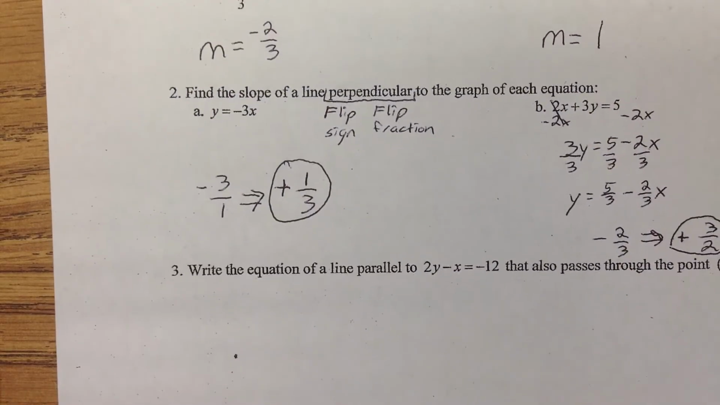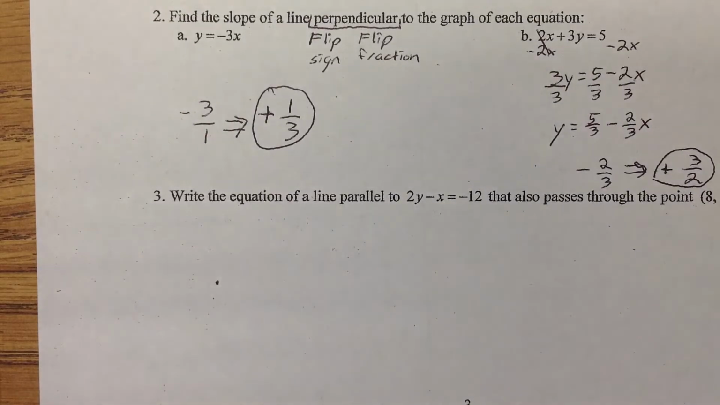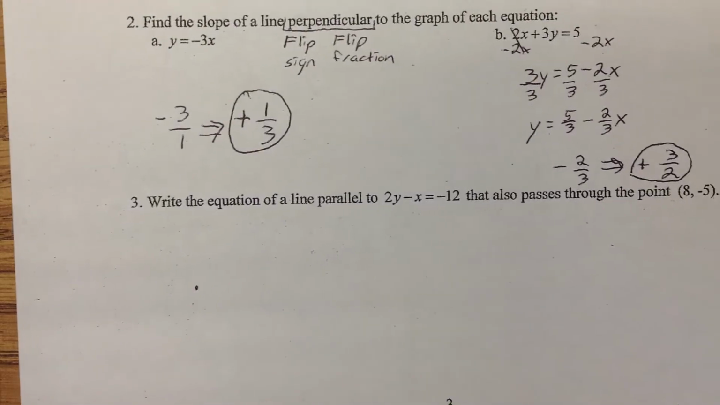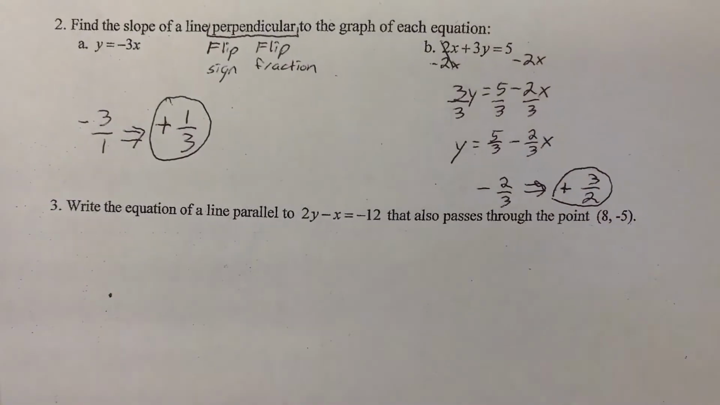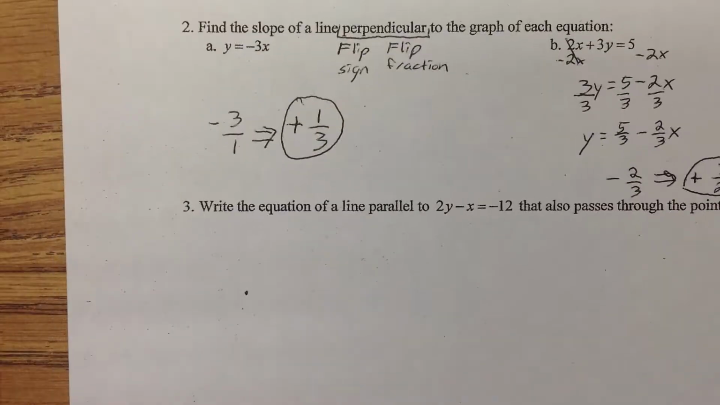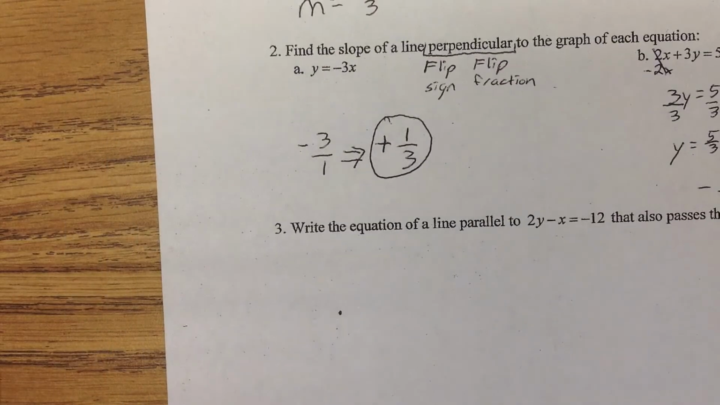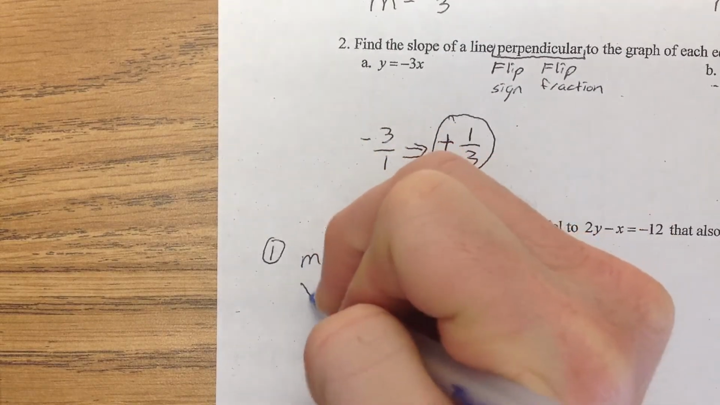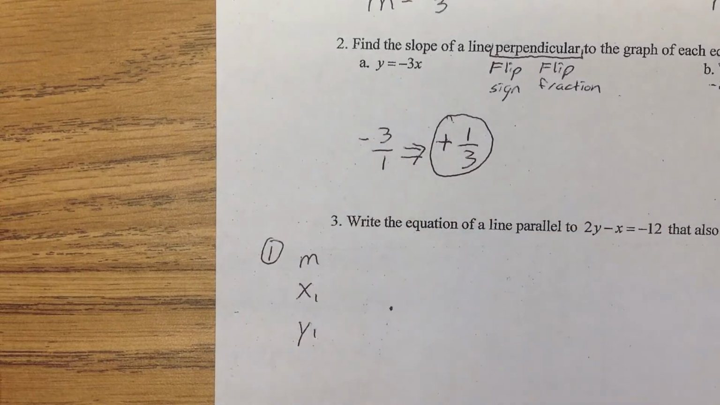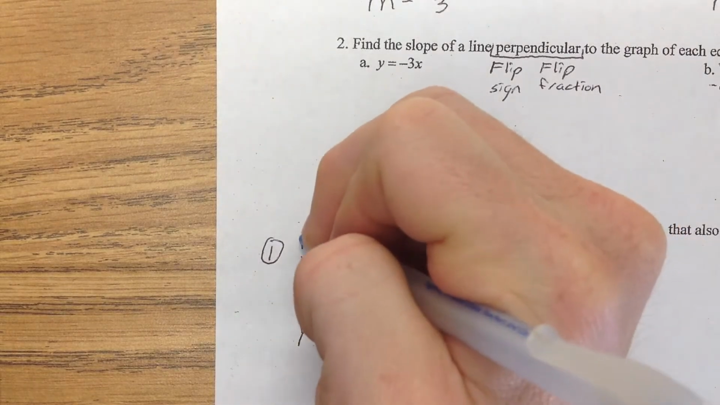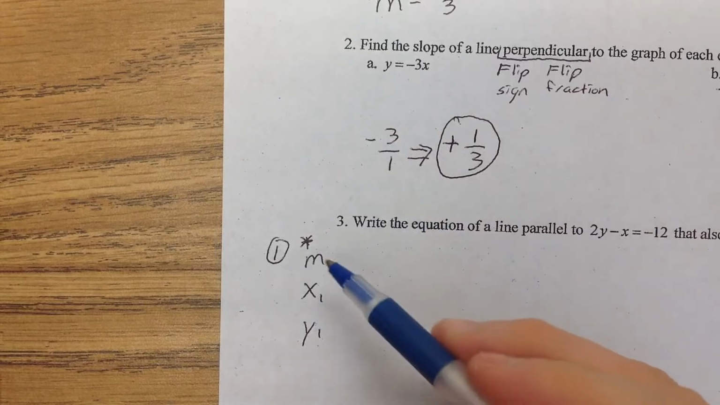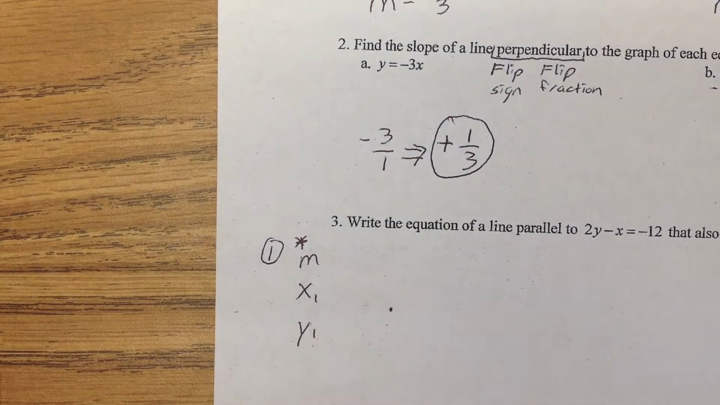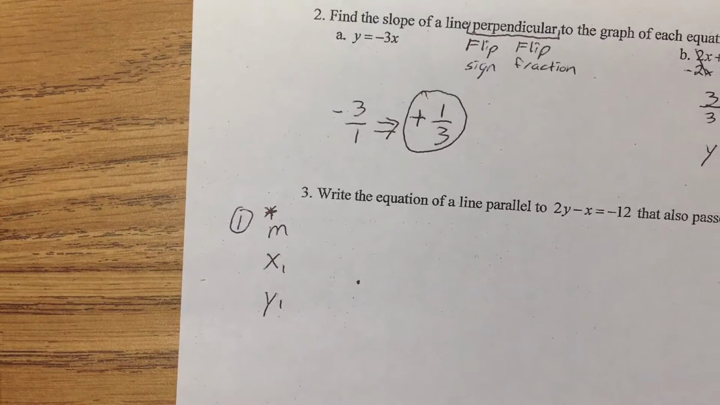All right, let's look at the writing equations of lines problems now. Number 3 says, write the equation of a line parallel to 2y minus x equals negative 12 that also passes through the point 8, negative 5. So, same kind of process as before. Step 1 is we need an m, we need an x1, and we need a y1. And what you're going to see is the only thing that ever really changes is how we find this m. Everything else is going to follow the same procedure we've seen for the last few classes now.